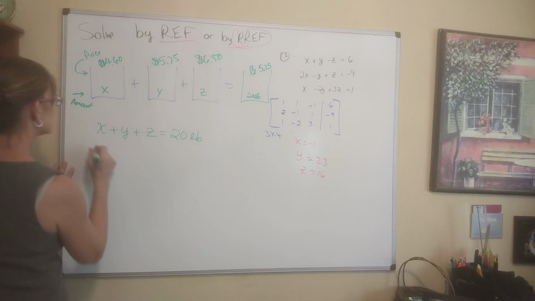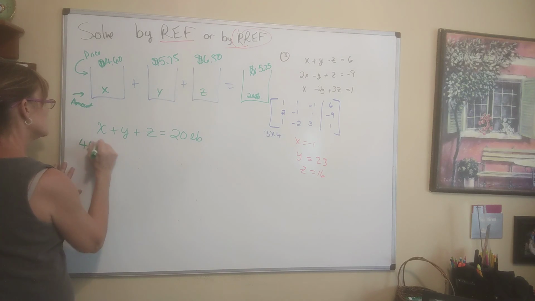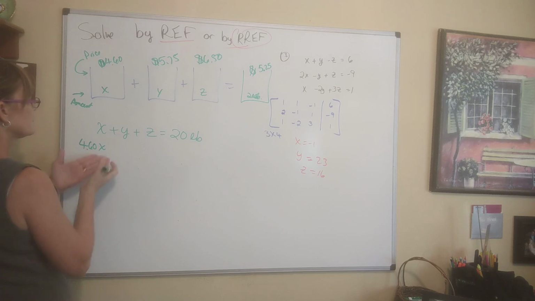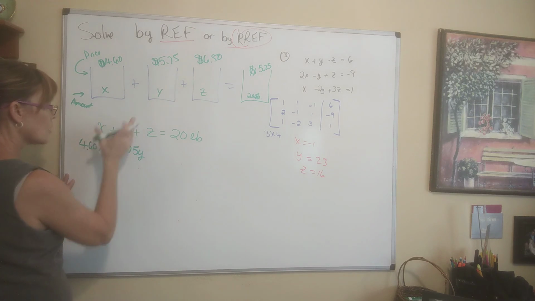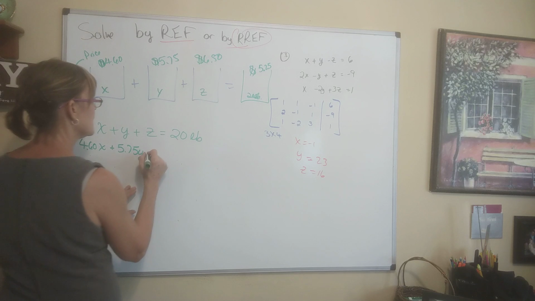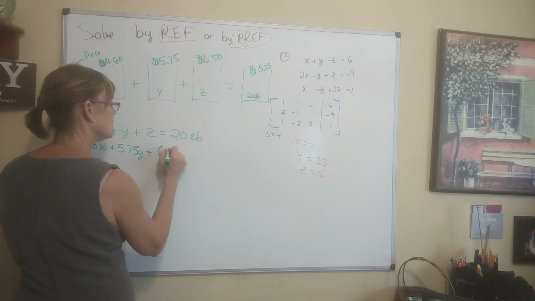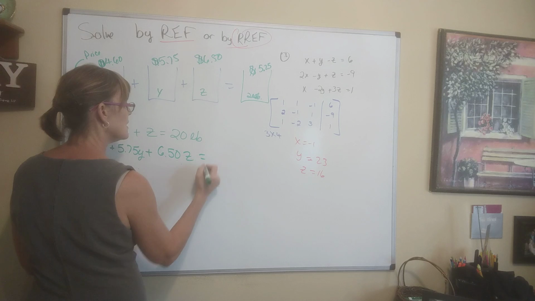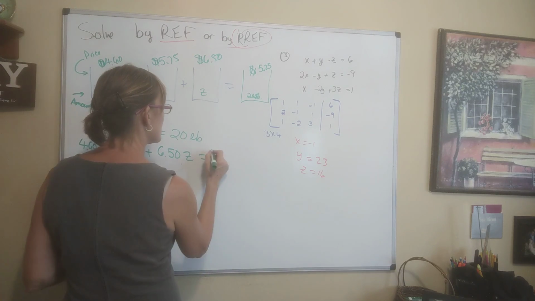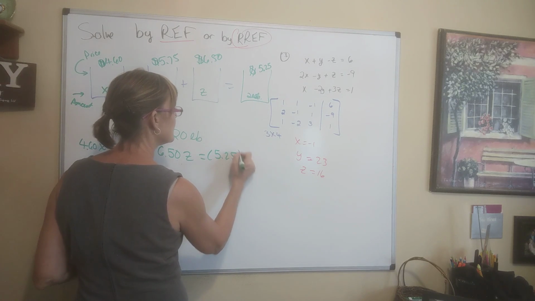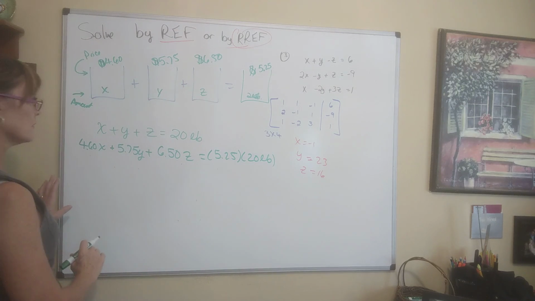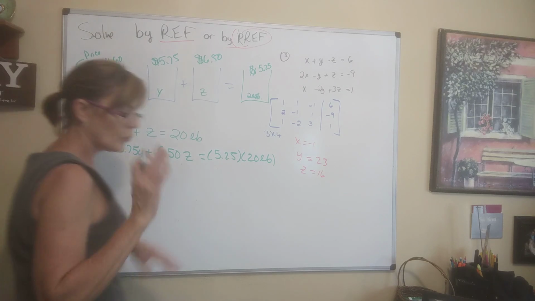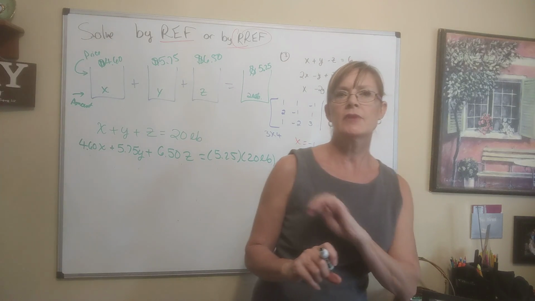So, 4.60 times X is the total value that this tea is bringing, plus 5.75 times Y is the total value that this one's bringing, plus $6.50 times Z is going to equal 5.25 times 20 pounds. That is what that's going to equal. Okay. Now, we have to have 3 equations if we have 3 variables.